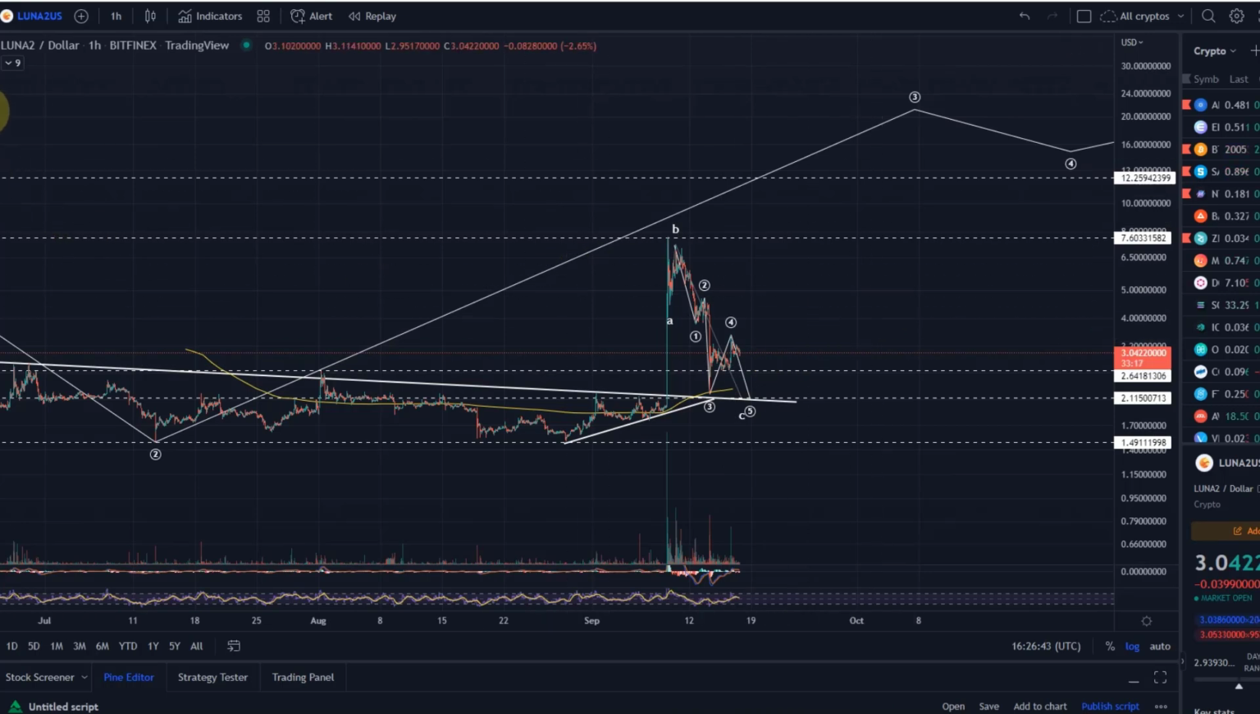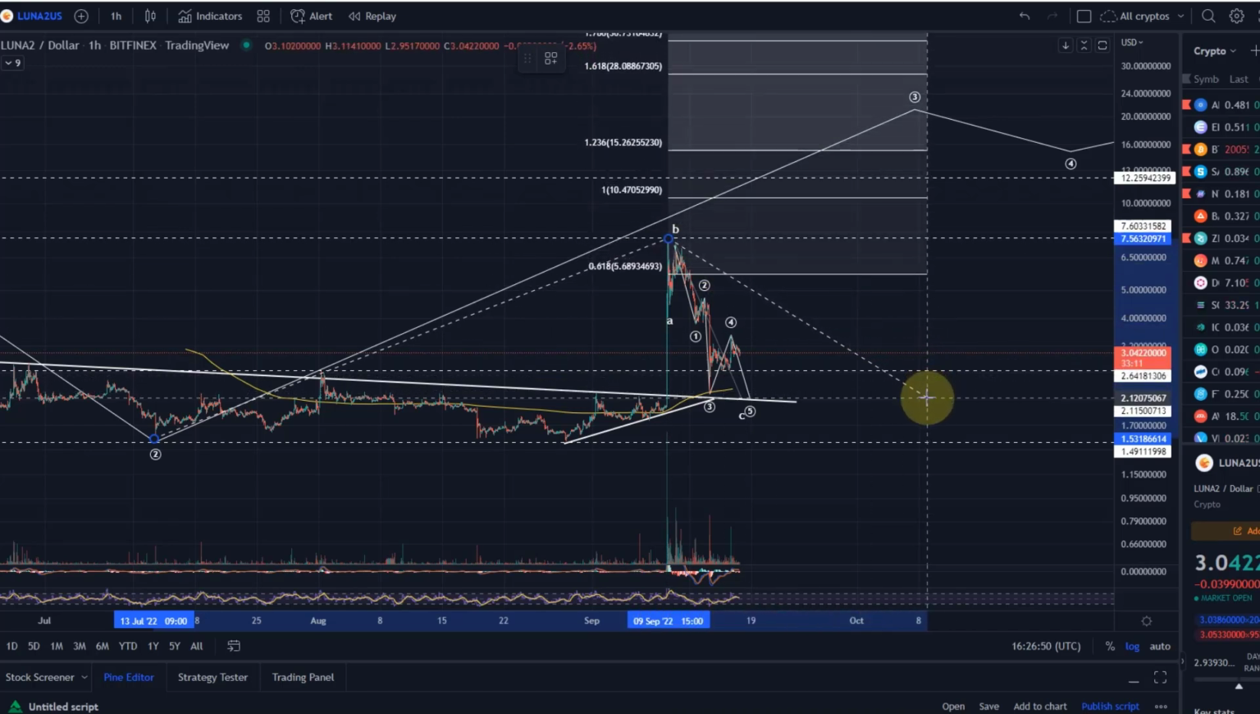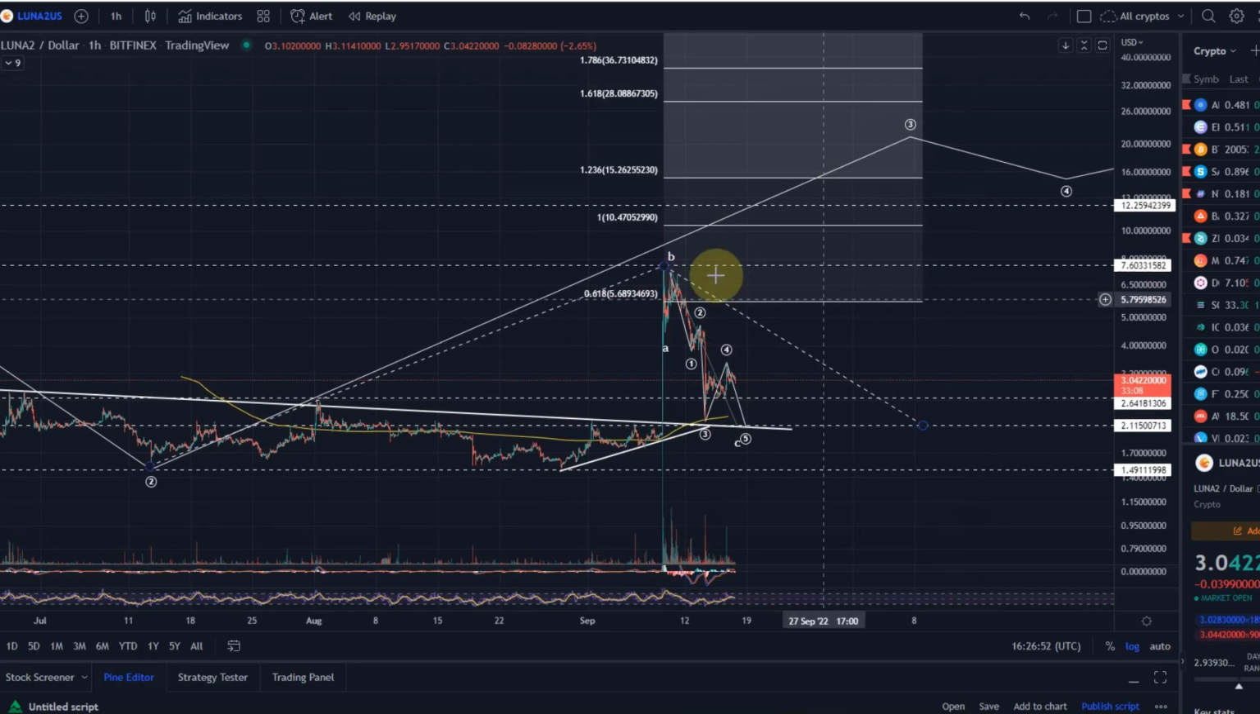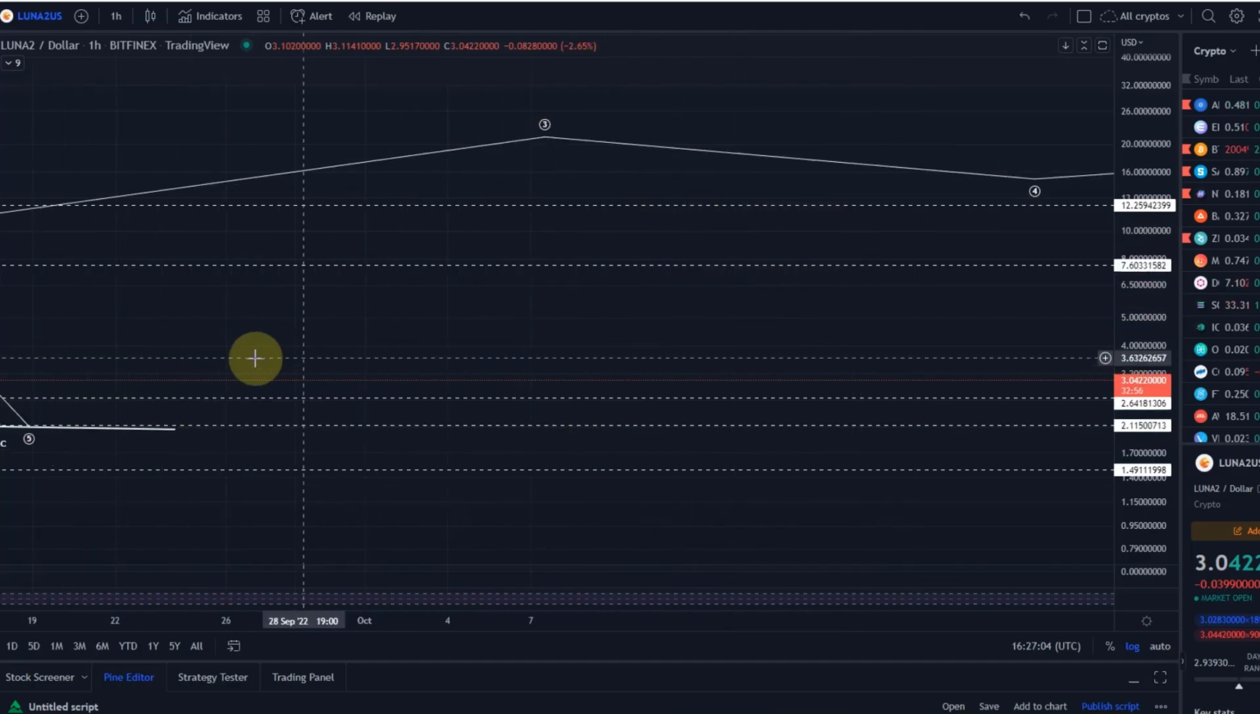But overall, I think I mentioned the target in the previous video. If we say, okay, we had here our wave 1, depending on how low we go, let's say we go down to the $2.11 level, then the wave 3 would be around $28 actually. That's the 1.618 extension. The first target, which is sort of more conservative, would be the $10.50 level, the 1-to-1 ratio.